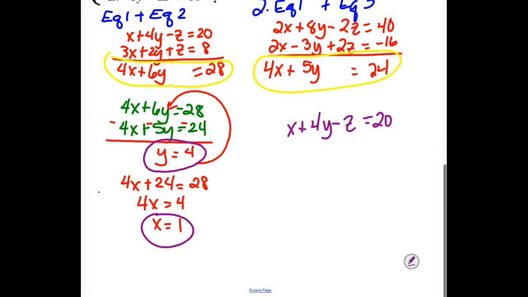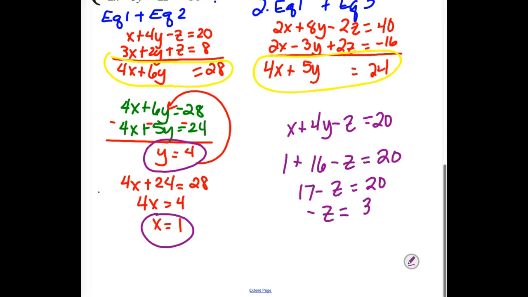We know that y is 4 and x is 1. So 1 plus 4 times 4 would be 16, minus z equals 20. So we have 17 minus z equals 20. Then what? If I subtract the 17, I have negative z equaling 3, which means z would then have to equal negative 3.